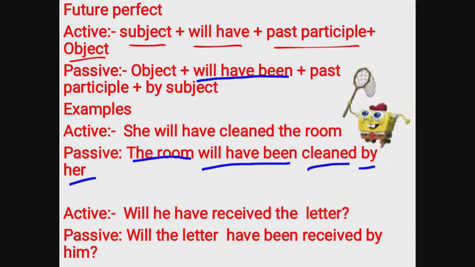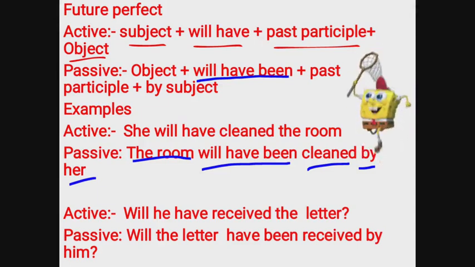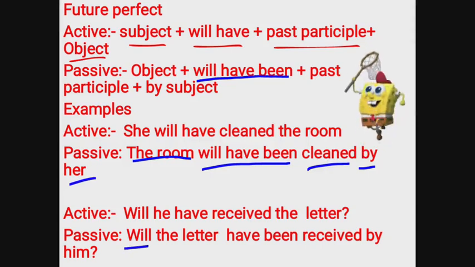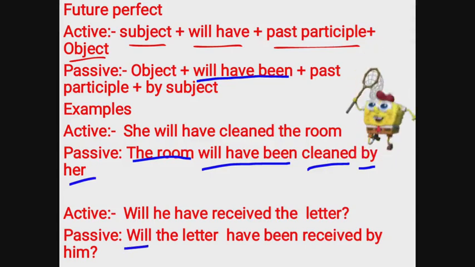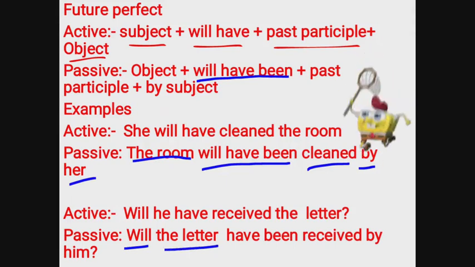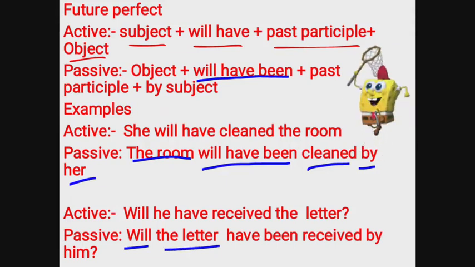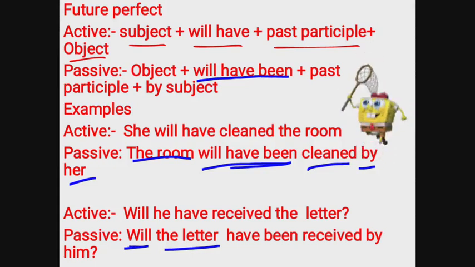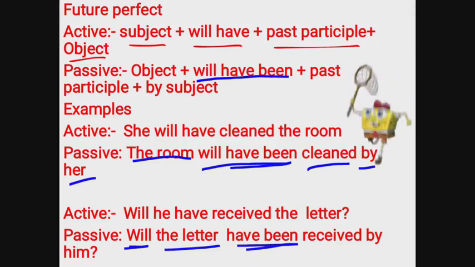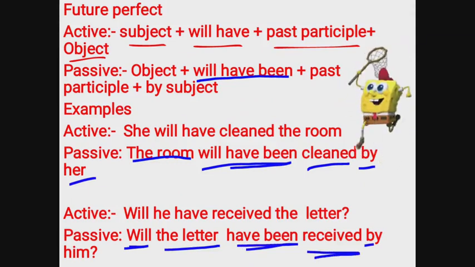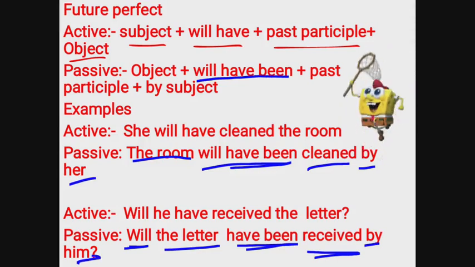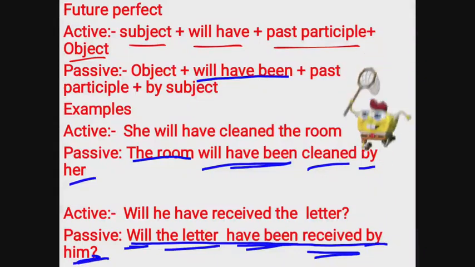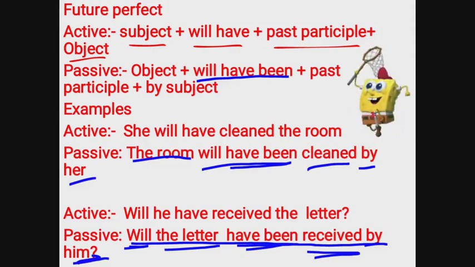Example 2. Will he have received the letter? This is a question. The passive voice still remains with will. Now instead of he, the letter becomes the subject. Will the letter have been, we don't need to put will again because will is already here. The past participle of received is still received, by him. So we have: will the letter have been received by him? So that is the passive voice for that particular question.